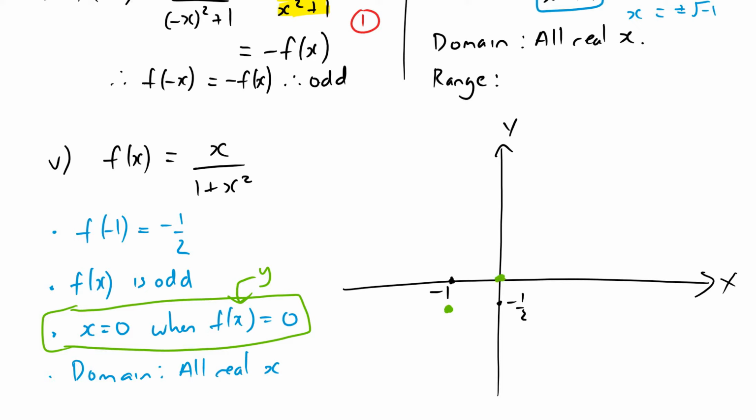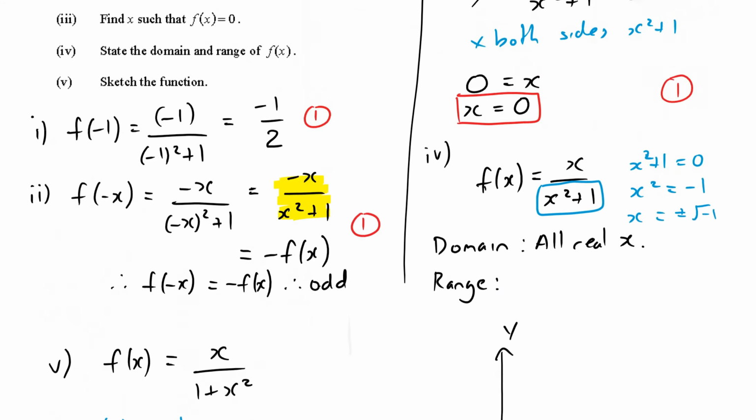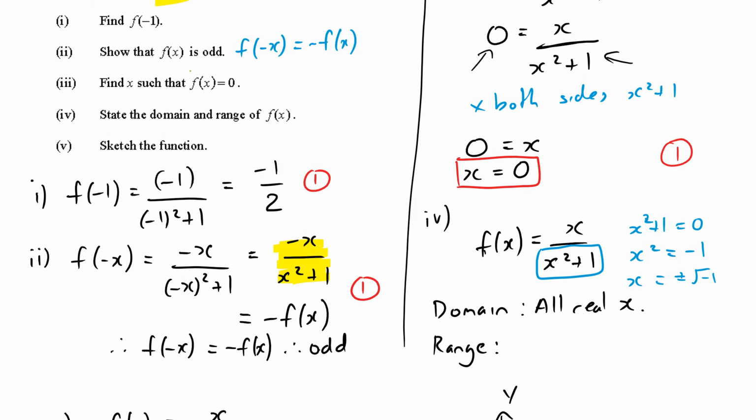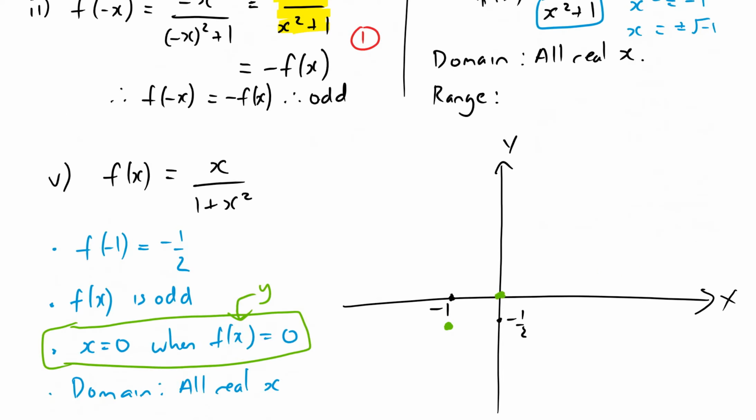Okay, so if you actually had a look at the question, all they're actually saying here is find the x-intercept. That's another way to think about this question. Because the x-intercept is when y equals 0, and that's just another way of writing f(x) equals 0.